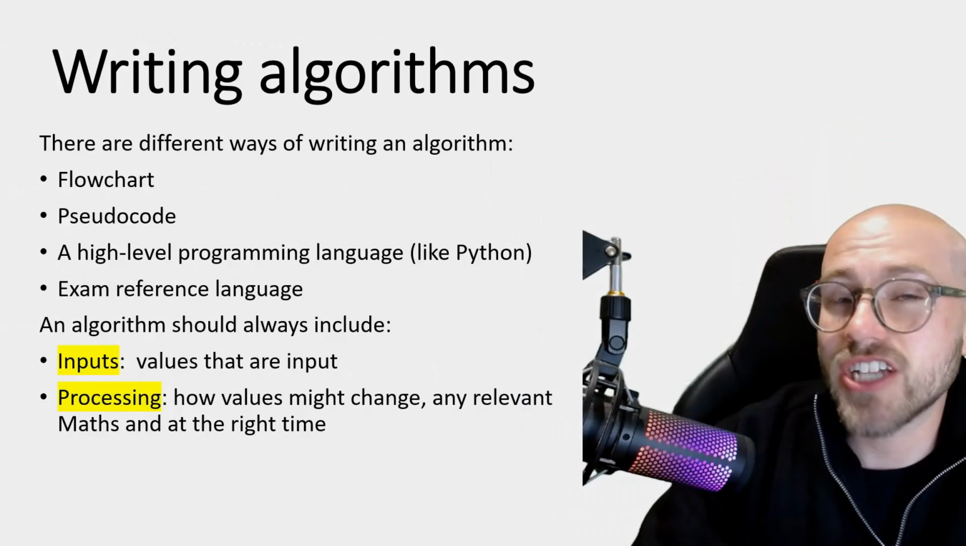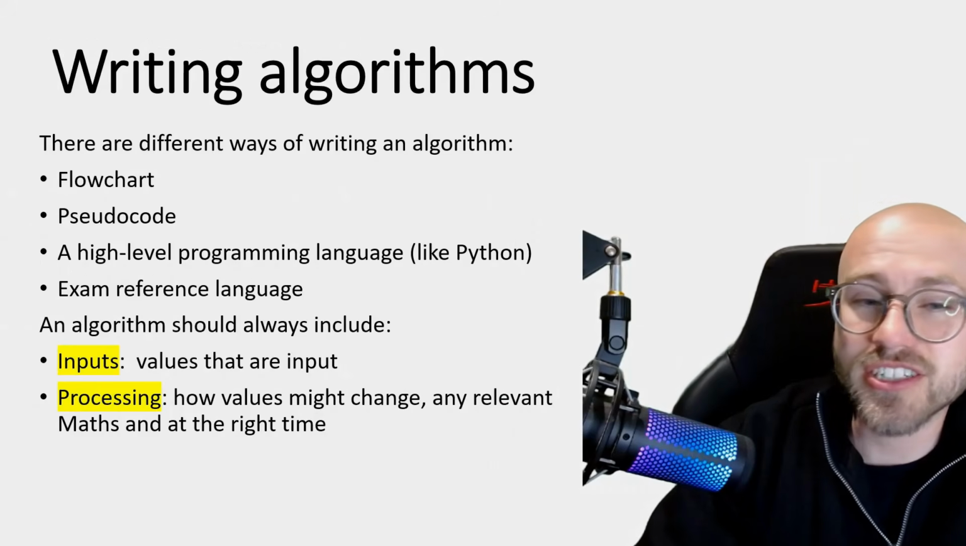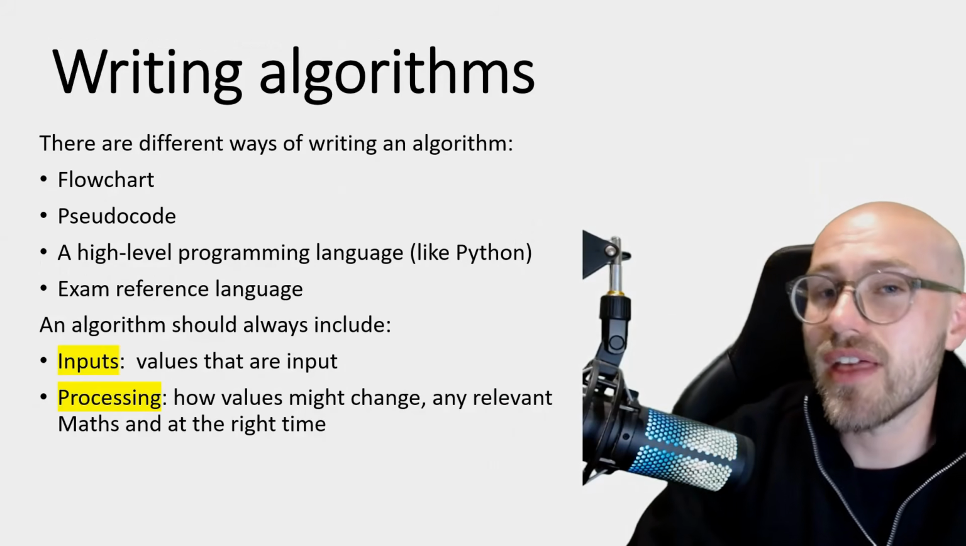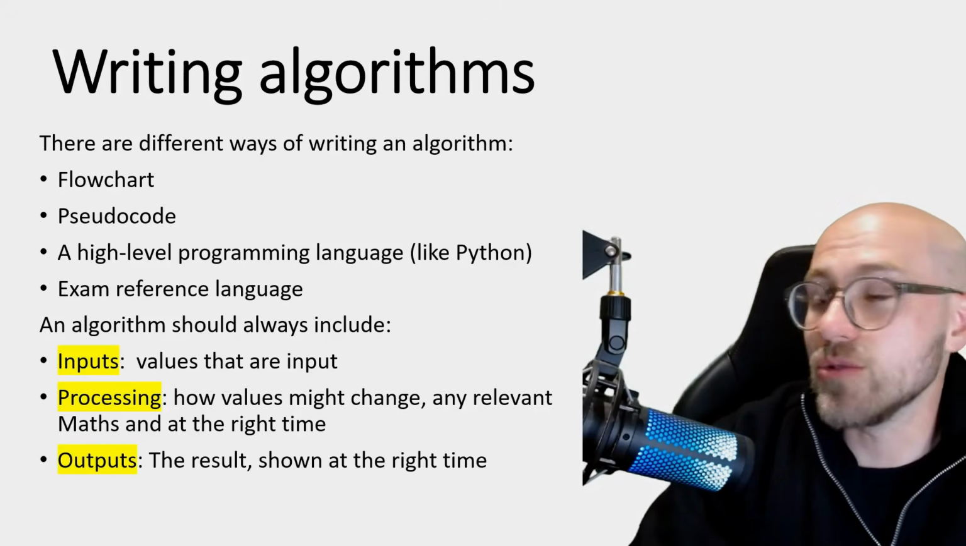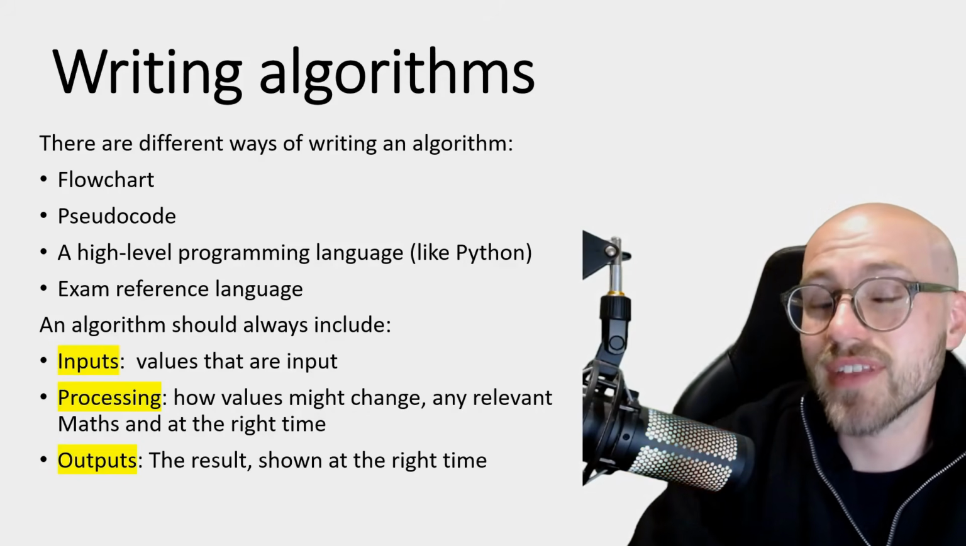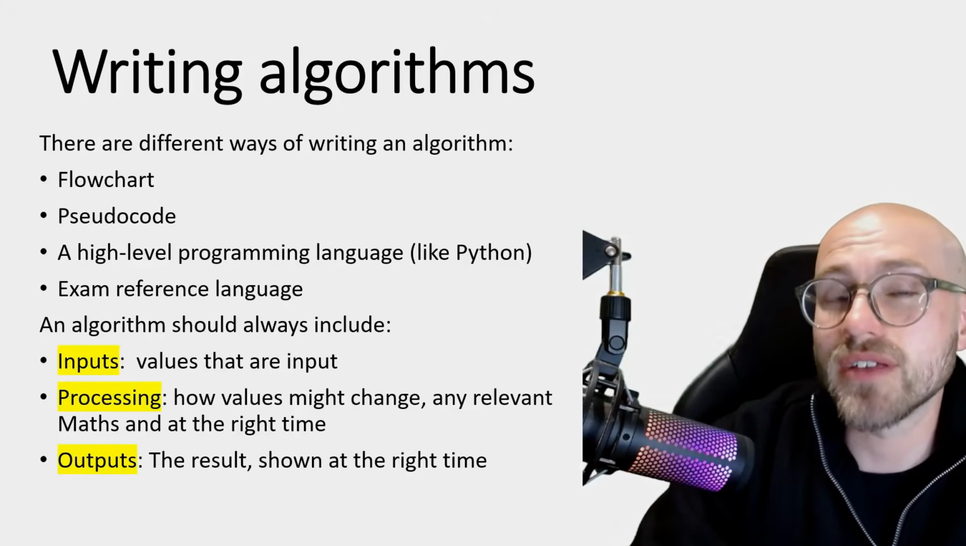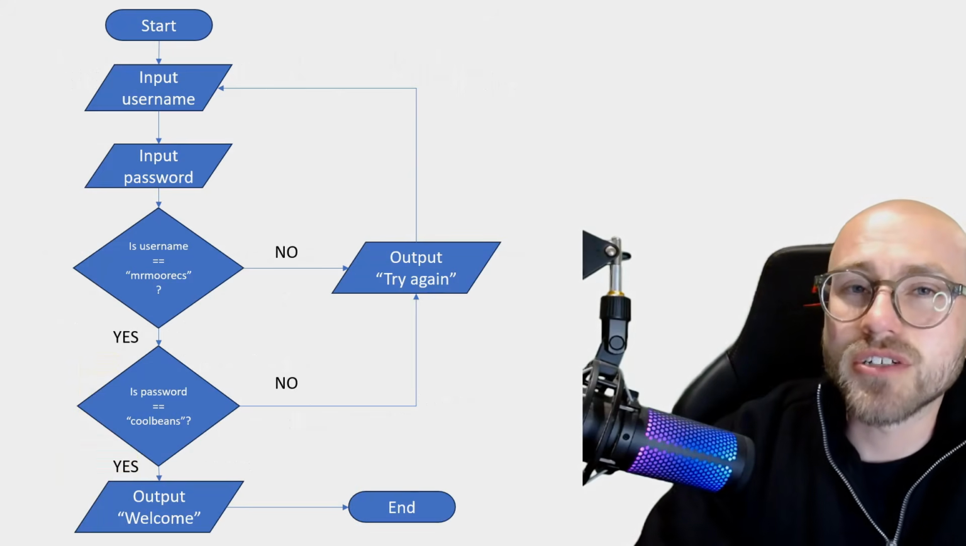The value might change, other values might change, and if there's any maths going to happen, then this is the time when it will happen. Finally, you will display what you've done to the user. That's usually so they can see that it's worked, whatever they've tried to do.